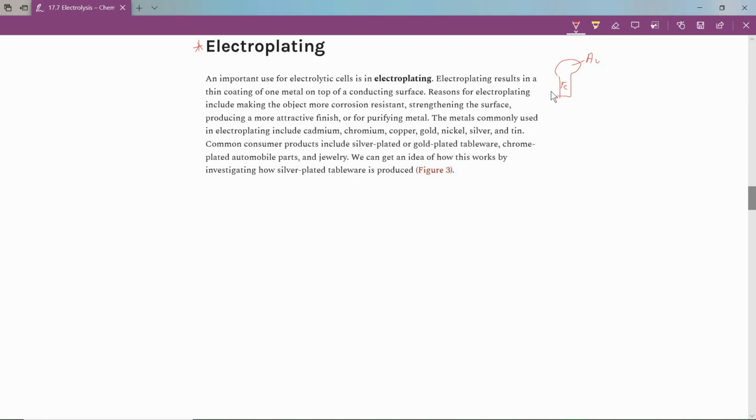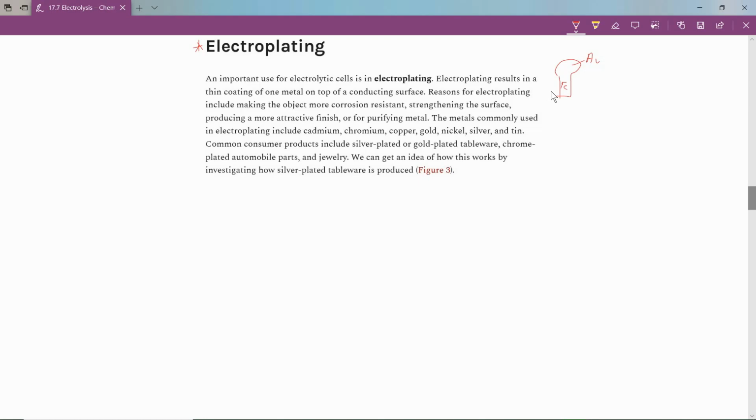So let's read through this. An important use for electrolytic cells is in electroplating. Electroplating results in a thin coating of one metal on top of a conducting surface. Reasons for electroplating include making the object more corrosion resistant, right? You know all about corrosion, eating away at things. Others are strengthening the surface, producing a more attractive finish, right? Those nice chromium bumpers on your car, or for purification purposes.